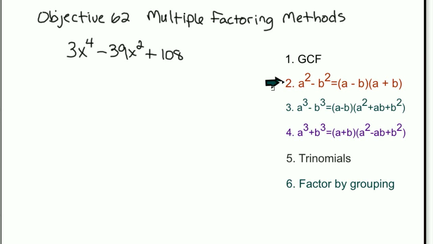As we go through, we're going to check for each one of these rules, and we'll know that a problem is completely factored when we've hit this last rule, factor by grouping, and we can't do it, and we haven't done any of the other rules. That means we've completely factored the problem.